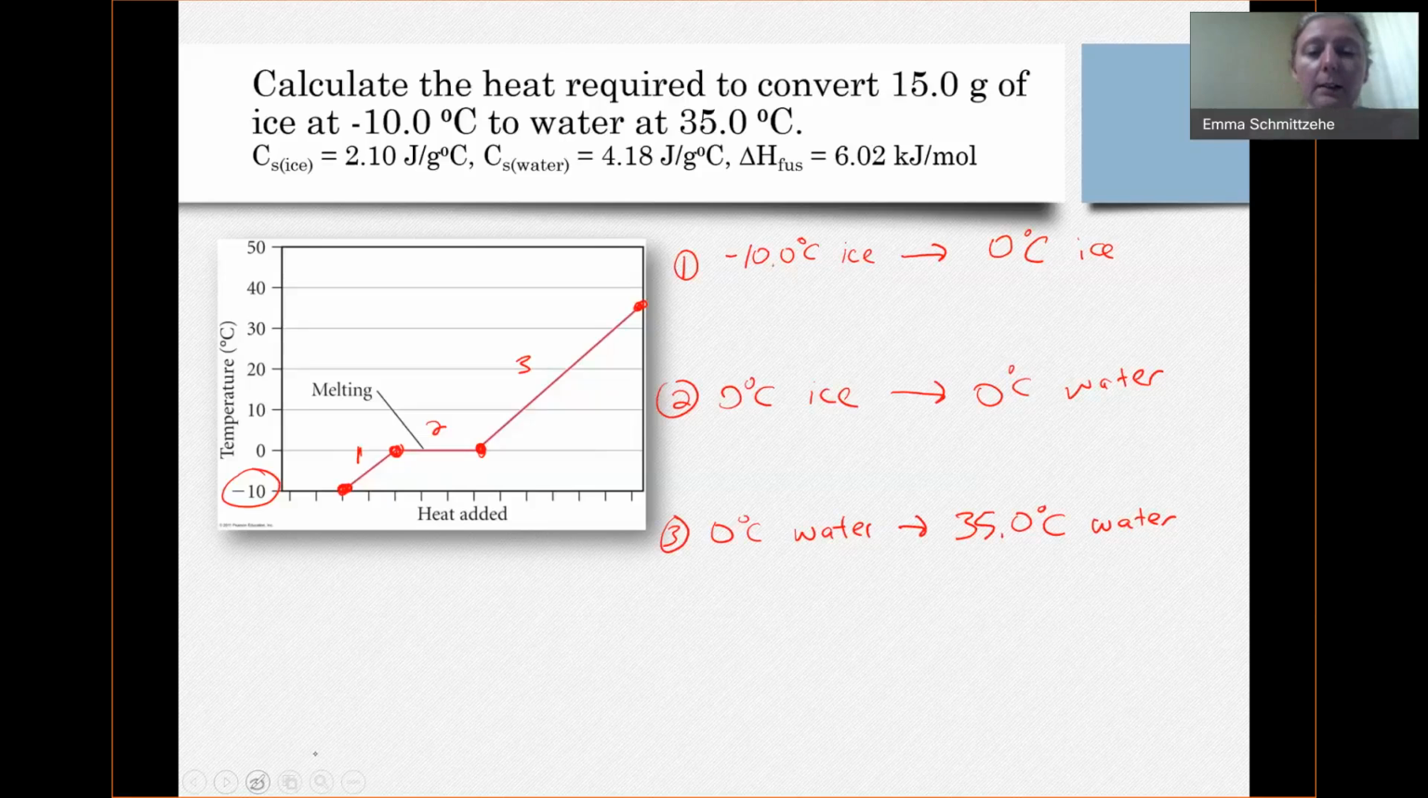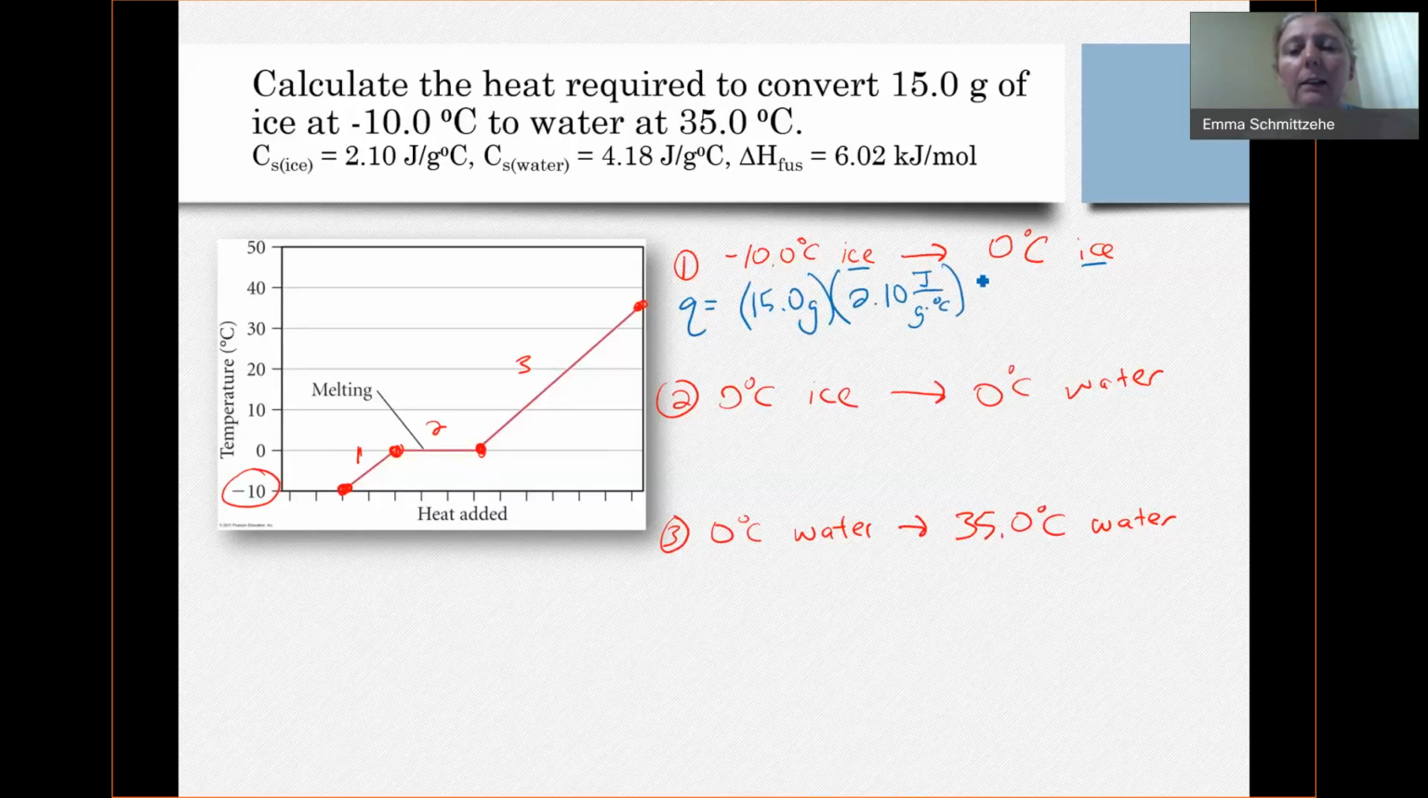So let's write down the work for these. The first one's a temperature change. So Q would be equal to my mass, which is 15.0 grams, times the heat capacity, which this would have to be the heat capacity of ice, since that's our solid water. So it's 2.10 joules per gram degrees C.